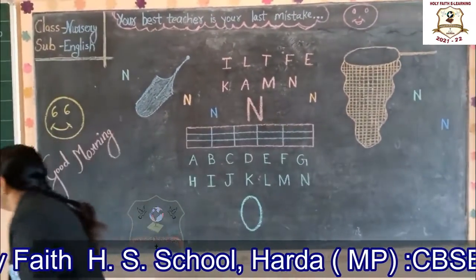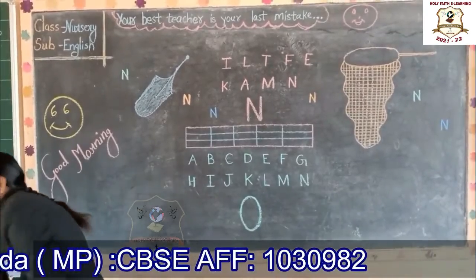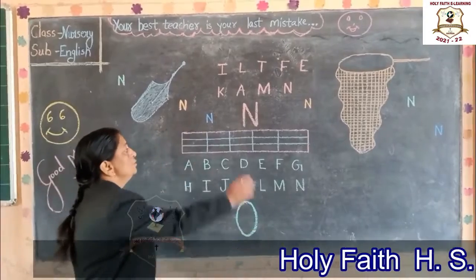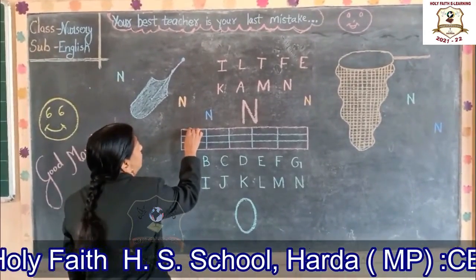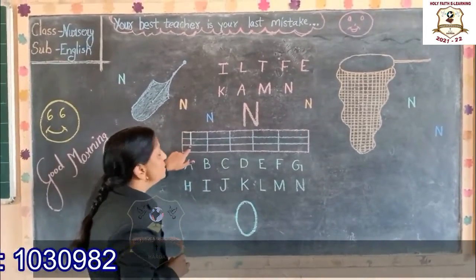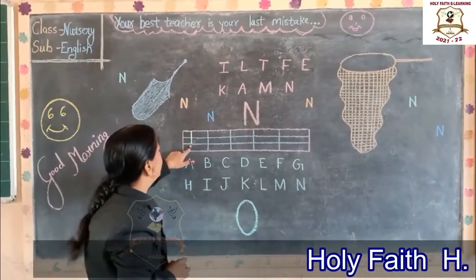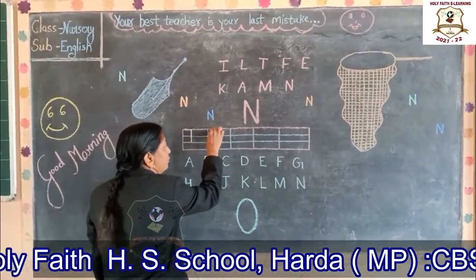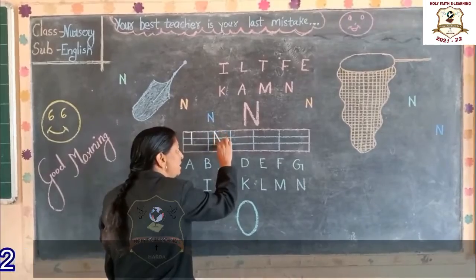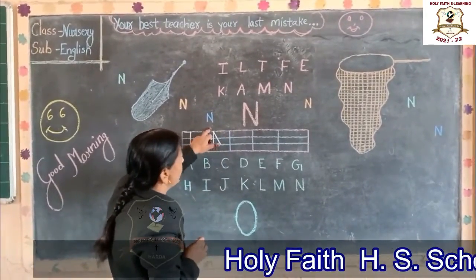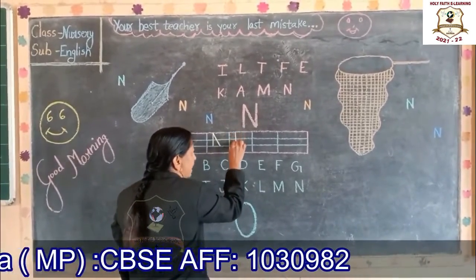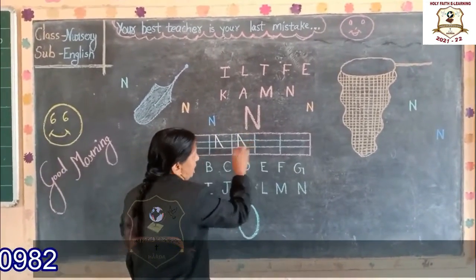Okay, now we will learn how to write letter N. We have 4 lines now. Yes. So we will start from pink line. Firstly, we will draw a standing line from pink line to second blue line. Okay, students. Now our second step, we will draw a slanting line from pink line to second blue line.